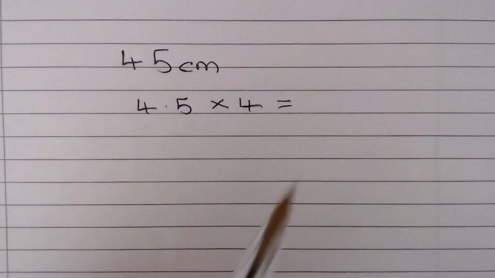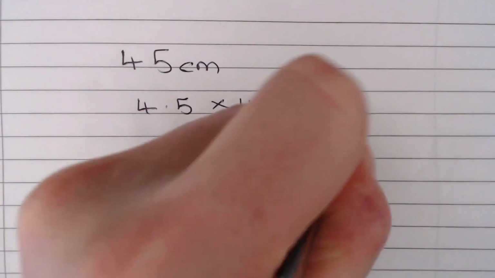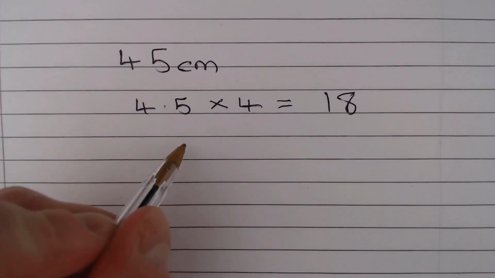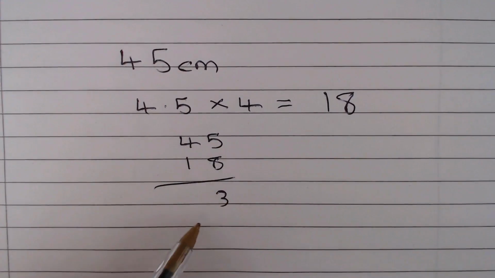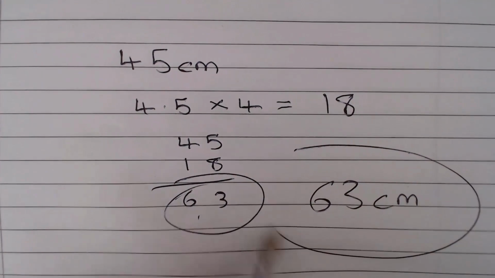And we need to find a 40% increase of this. Well, if 100% is 45 centimetres, then 10% is 4.5 centimetres. So 40% is 4.5 times 4 centimetres. And we can times by 4 quickly by multiplying by 2 twice. So 4.5 multiplied by 2 is 9, multiplied by 2 again gives us 18. So 40% of 45 is 18. So a 40% increase is going to give us 45 plus 18. And when we add these together, we are going to get 63. So the answer is 63 centimetres.